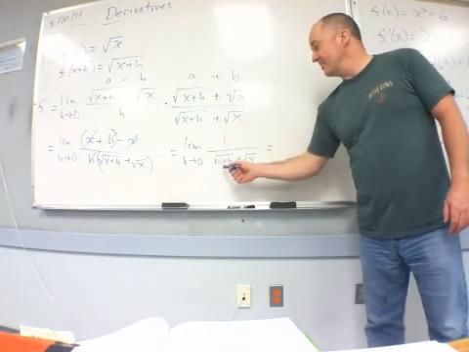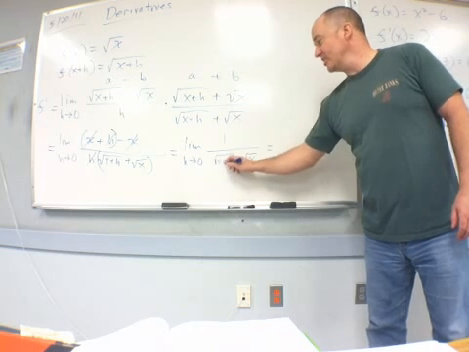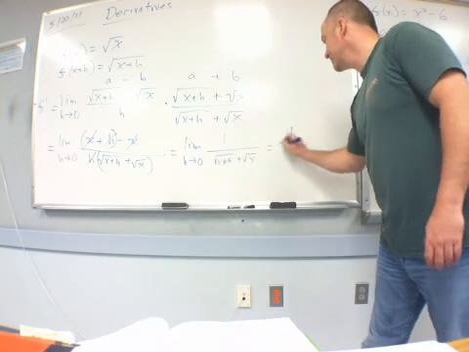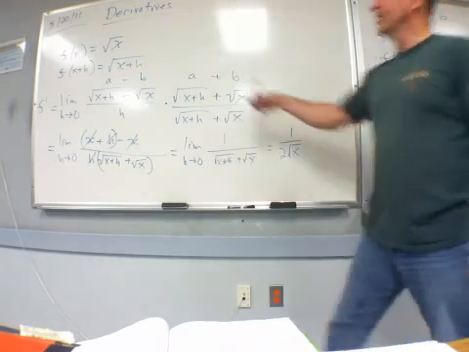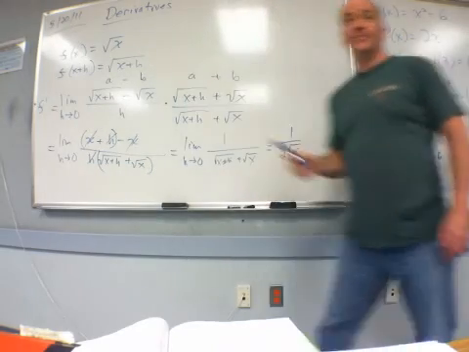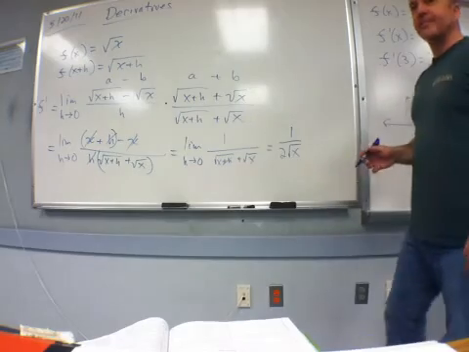Okay, the h goes to 0. You can let the dog off the leash, so h goes bye-bye. 1 over 2 root x. Yeah, 1 over 2 root x is the derivative of root x. Then you plug in whatever number you would give it.